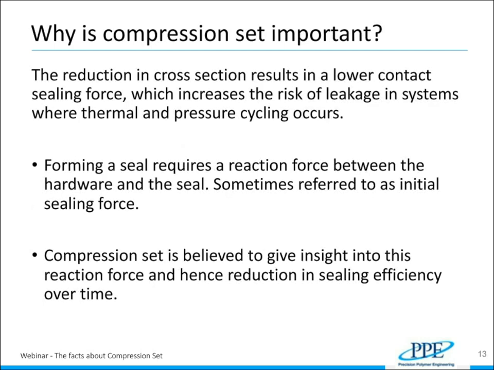So why is compression set important? A reduction in cross-section, or the introduction of set, will result in a lower contact sealing force between your sealing material and the hardware. So this will increase the risk of leakage. This is because the formation of a seal requires a reaction force between the hardware and the seal, particularly when we're trying to form a seal. Upon the application of pressure, some degree of reaction force between your sealing material and hardware is required. We often refer to this as the initial sealing force. Compression set over time is believed to give an insight into the reaction force and the reduction in sealing efficiency as time progresses.